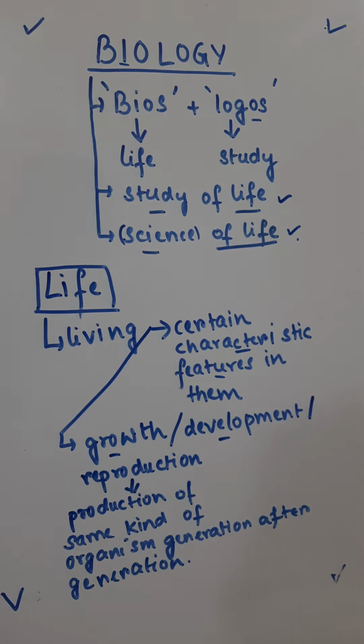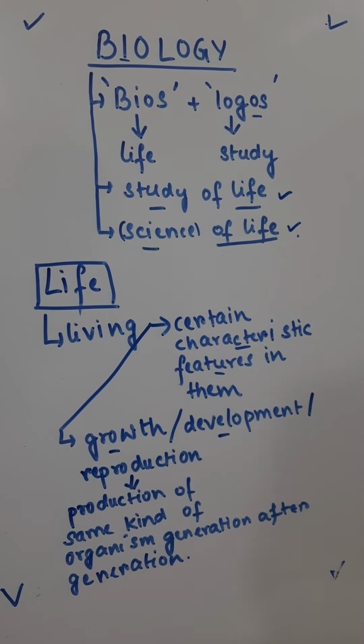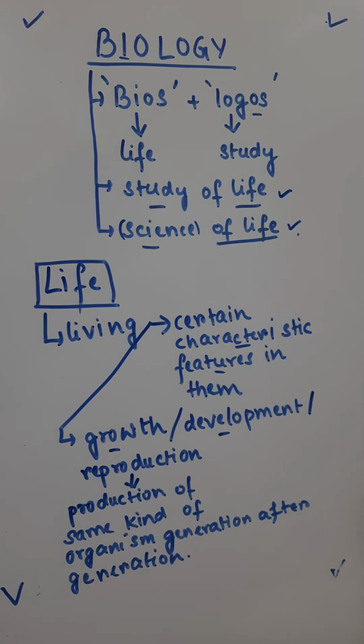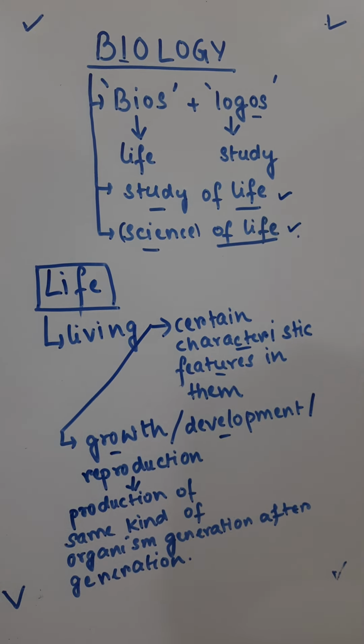Okay, production of the same kind of organisms generation after generation, that is what reproduction is. This is also a characteristic feature of living organisms, because if reproduction had not been there, then the organism number on earth would not exist, or we wouldn't have existed. We have developed from our ancestors who lived many years ago. So how did we come? Because of the process of reproduction.